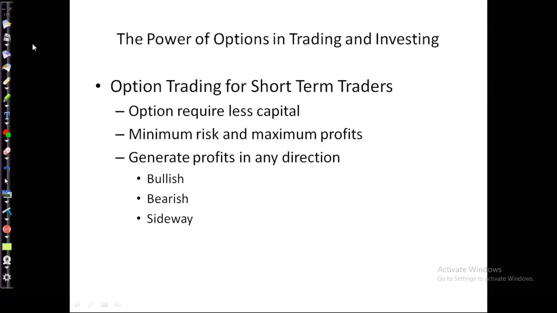Next, we minimize our risk and maximize our profit, and we can generate profit in any direction. When price is bullish, we go for buy. When price is running a downtrend, we go for sell. But in a sideways market, it's very difficult to earn money in normal stocks. By using options, we can earn money in any direction. It may be bullish, bearish, or sideways.